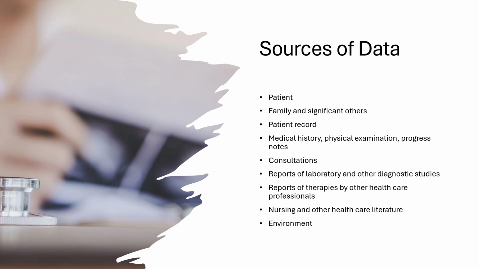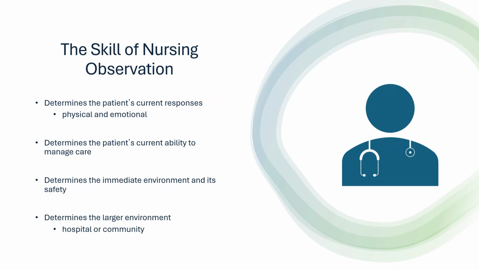A key tip for students: always verify data across sources, remain objective, and prioritize patient-centered communication. A well-rounded database leads to better care decisions and outcomes. Nurses collect data using two primary methods: the nursing history and the physical assessment. These may be documented separately or combined into a single assessment form.